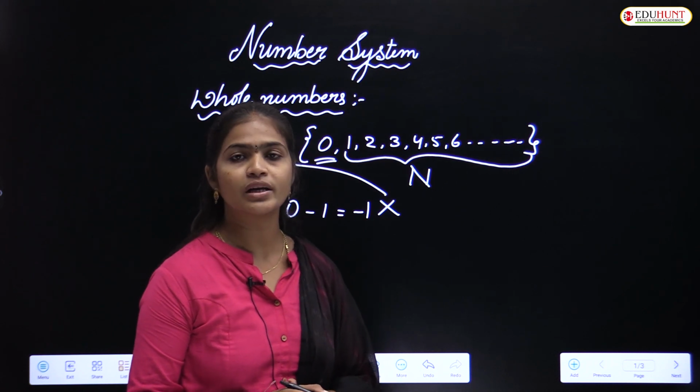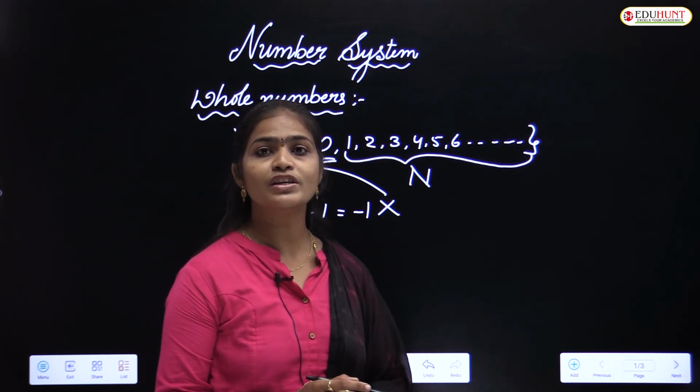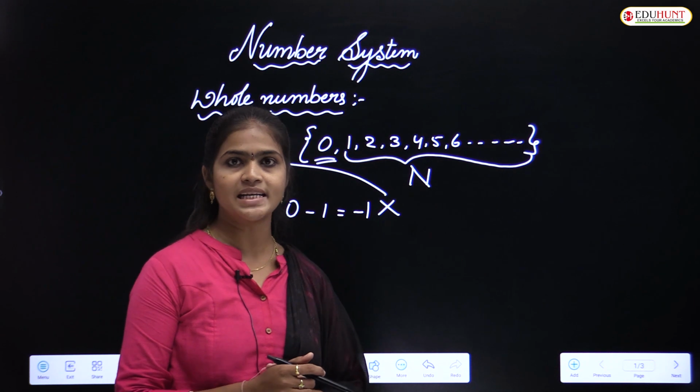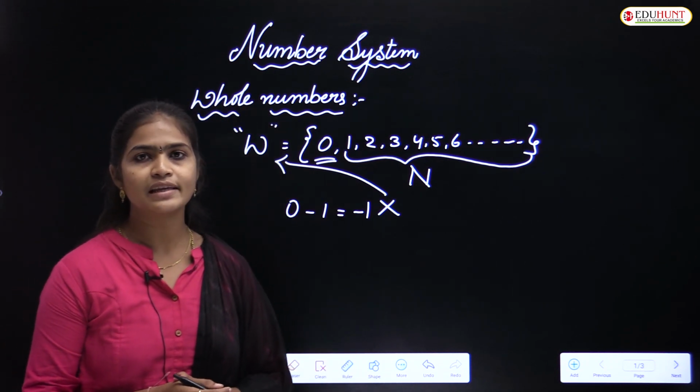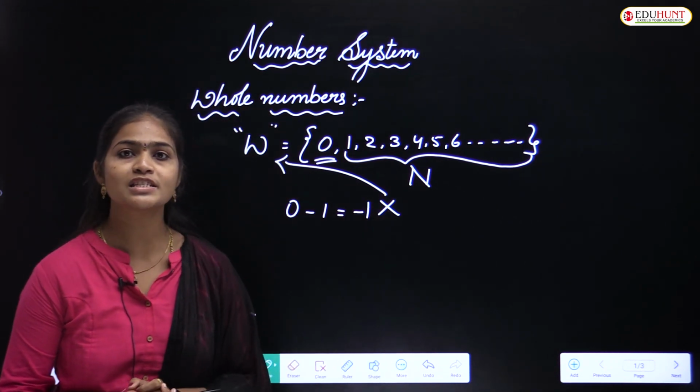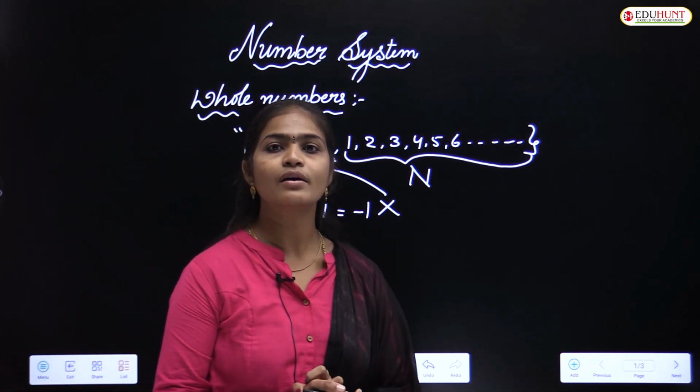This question is also important. In whole numbers, which number does not have a predecessor? That is 0. In natural numbers, which number does not have a predecessor? That is 1.